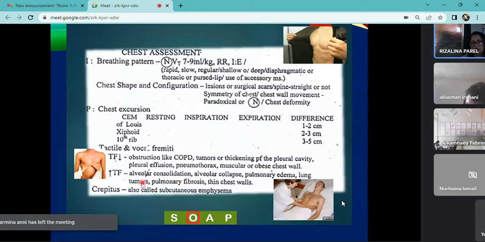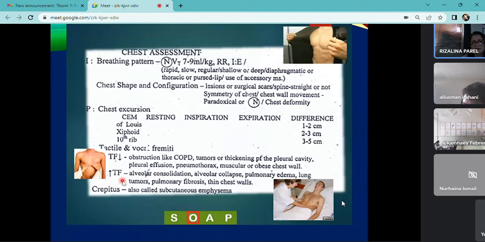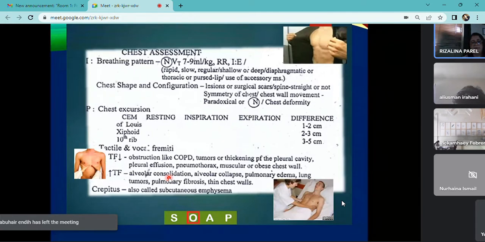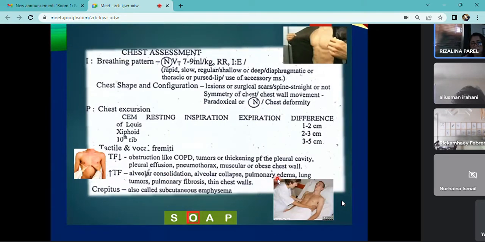So take note of the increased tactile fremitus. What are the possible conditions? There is alveolar consolidation, like in pneumonia, alveolar collapse, pulmonary edema, lung tumors, pulmonary fibrosis, or those with thin chest wall. Okay? Now, under palpation, na-assess din natin kung meron siyang crepitus.